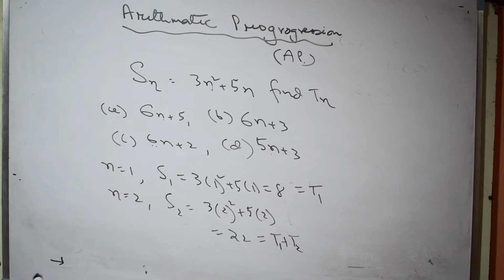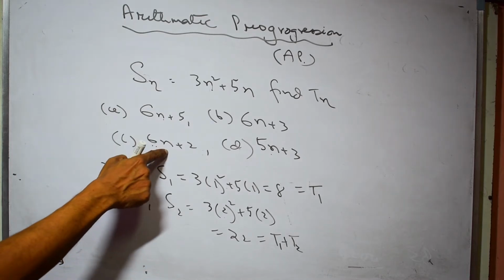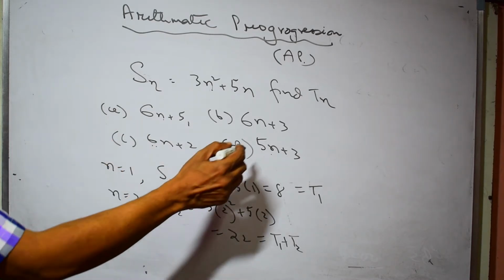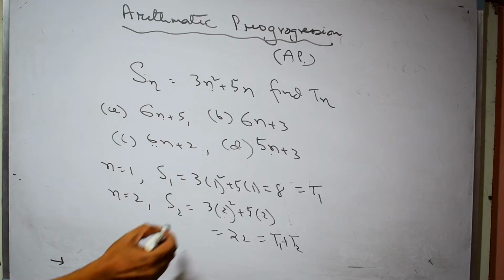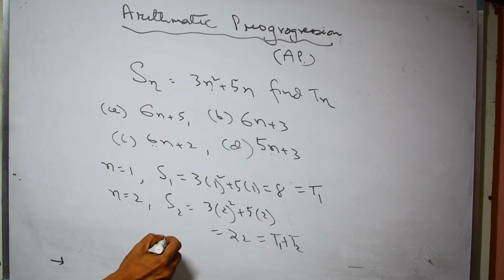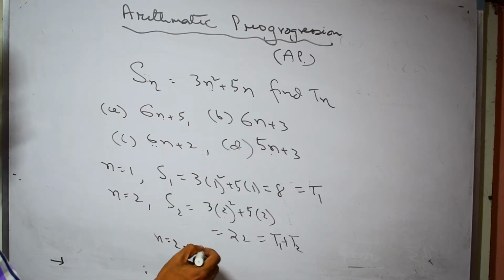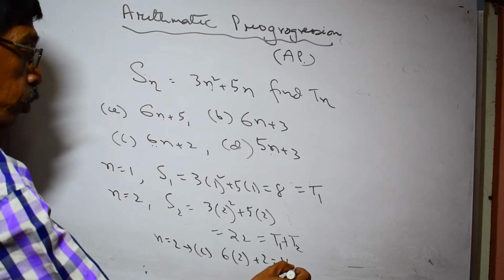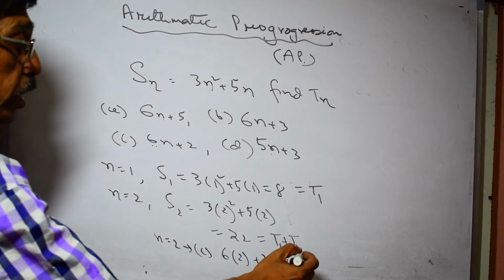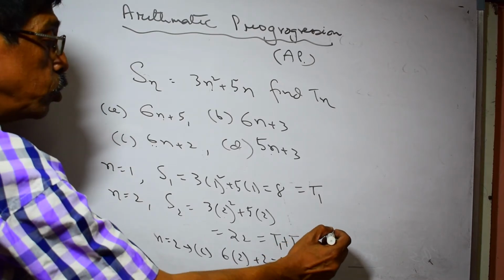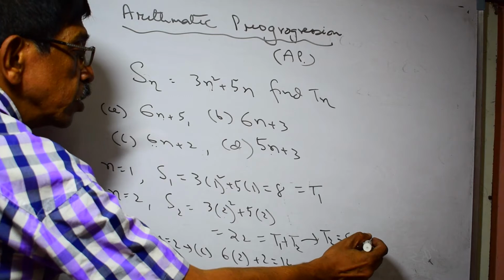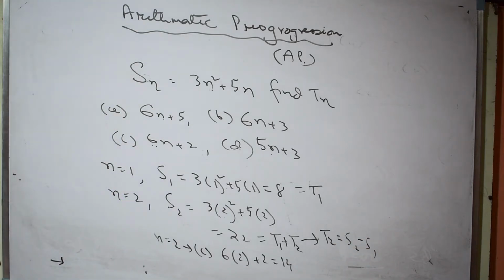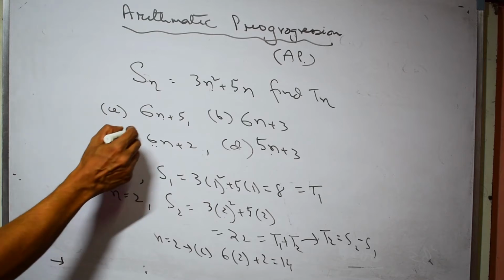So if you go to option C and put n is equal to 2, it becomes 14. But if you come to this option, it will become 13. So n is equal to 2 in option C is 6 into 2 plus 2, that is 14. This is matching with this concept because T2 is S2 minus S1. This is the concept: always the second term is the sum of two terms minus the sum of one term. So our answer will be C.